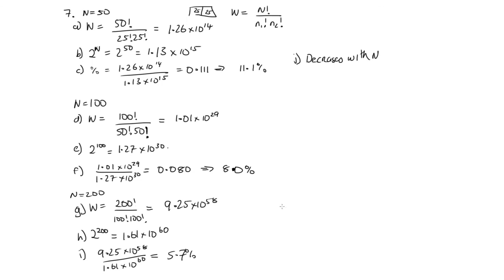So if the question was rather how much of the time does it spend in the central half of the configurations, you'd actually find that that increased with time. But in the exact one single central configuration, that decreases with n.